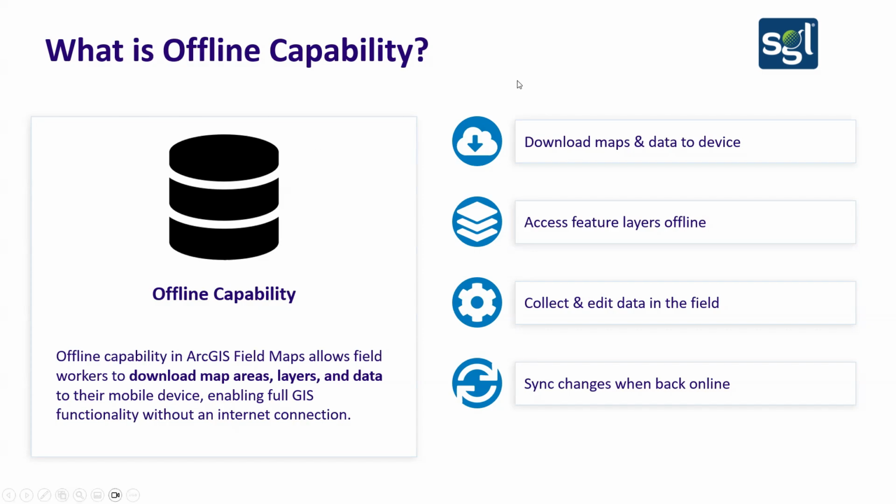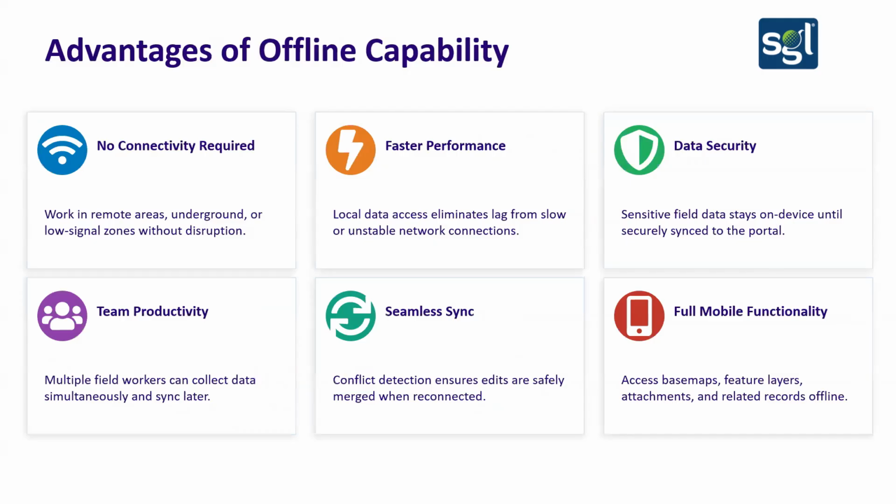Some of the advantages that the offline capability gives you is that, like I mentioned, you can work in remote areas, underground and low signal zones without disruption. It also gives you faster performance and also data security in cases where you have sensitive field data to collect. It also improves team productivity, and it enables you to seamlessly sync when you are in a network-enabled environment.